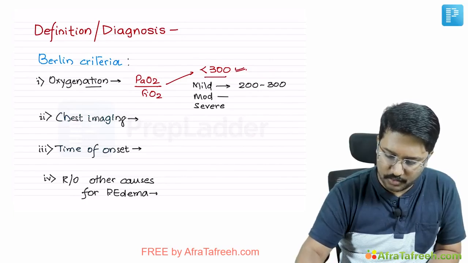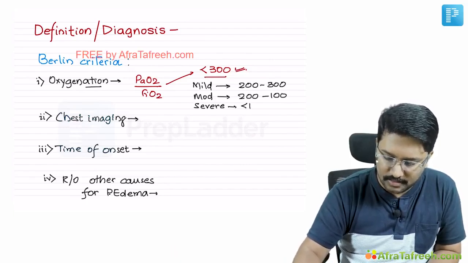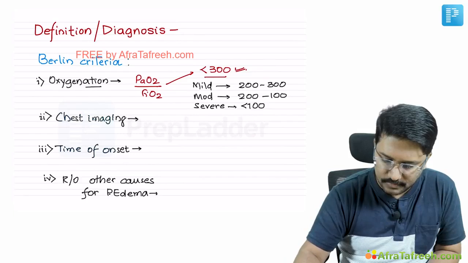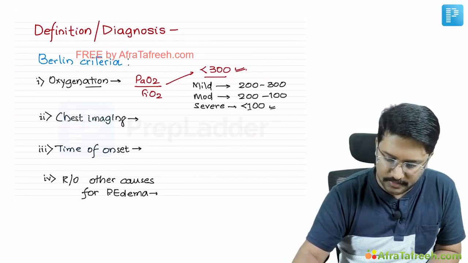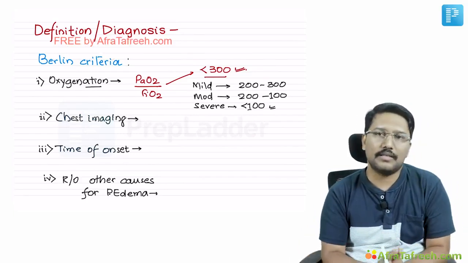Moderate is the one where your PaO2 by FiO2 ratio is in the range of 200 to 100, and when this is under 100, you can call it severe, right? When it is under 100, then you can call it severe.